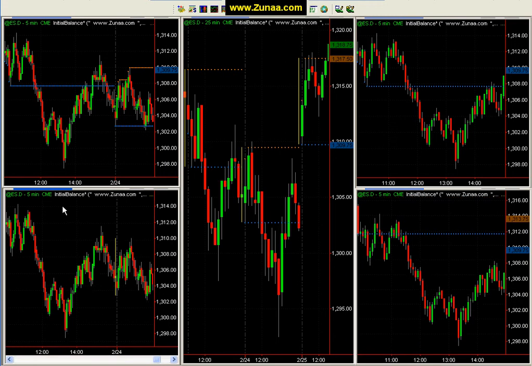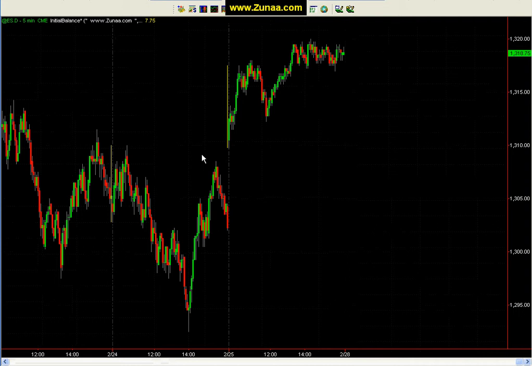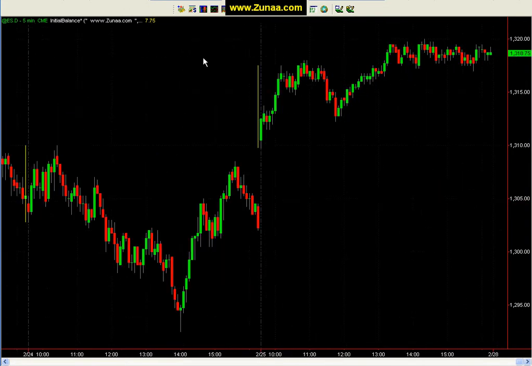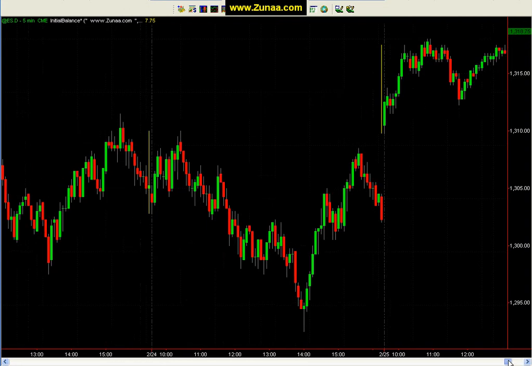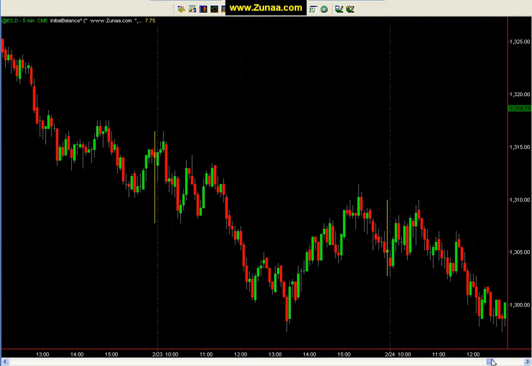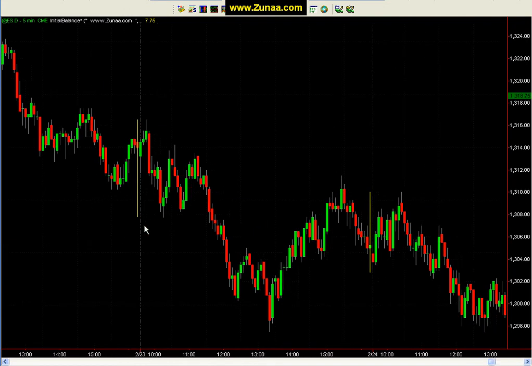Although this indicator is called initial balance, and initial balance is typically considered the first 60 minutes of trading, this vertical line here would represent the first 60 minutes of trading for each session. Here it is again, and that's what the initial balance is typically considered.